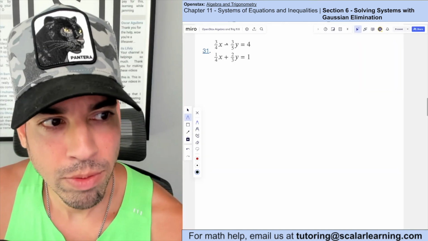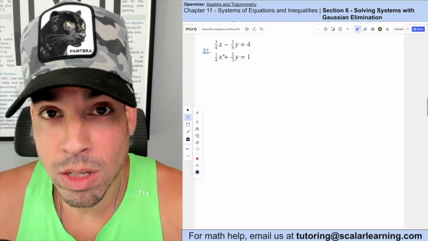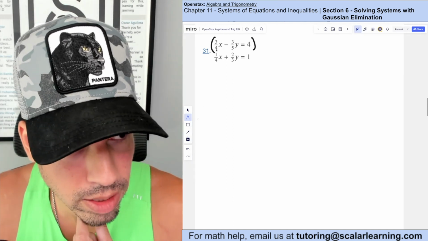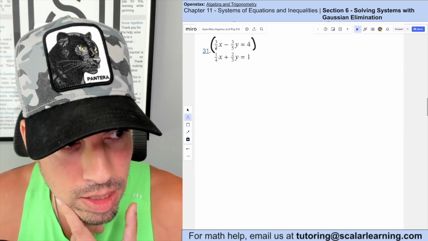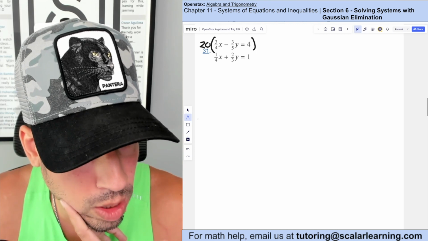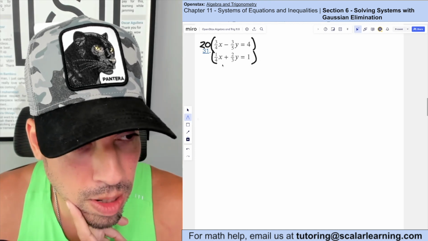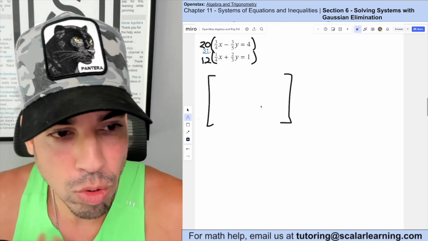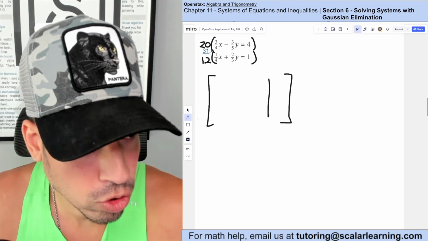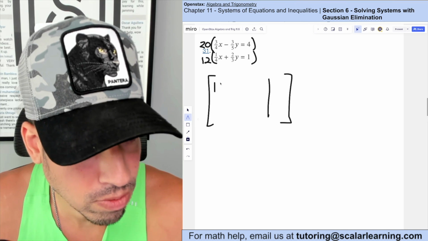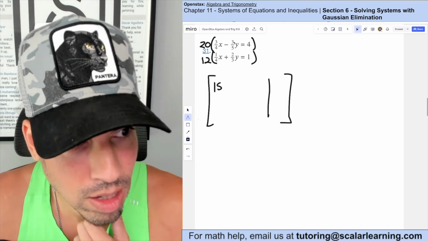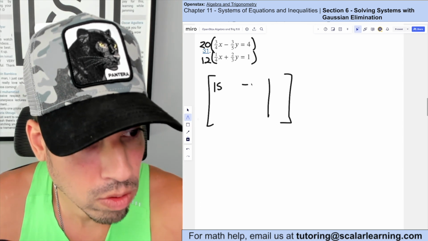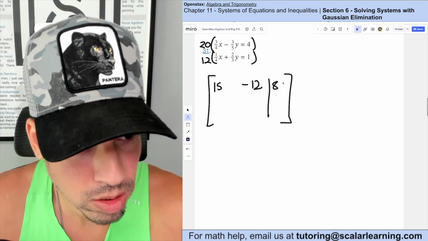Done. For this one, before we start, I don't want to deal with fractions like how they have it. So what I'm going to do is start by multiplying the top one by the least common denominator of 4 and 5, which is 20. And for the bottom one, I'm going to multiply it by the LCM of 4 and 3, which is 12. Okay, let's write that out. So throwing this directly into a matrix, 20 times 3/4, that's 15x. 20 times negative 3/5 is negative 12, okay? And then 20 times 4 is 80.